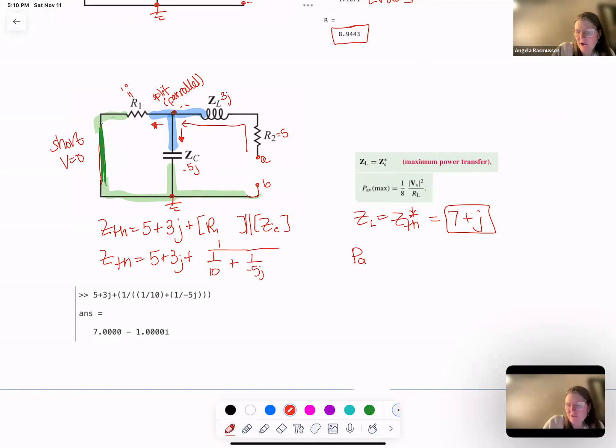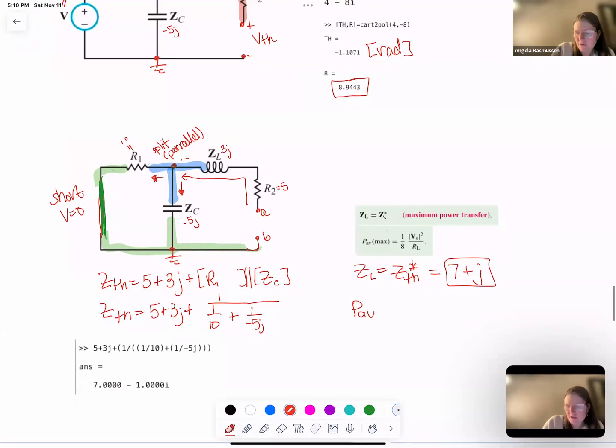And then my average power is 1 over 8, times that 8.9 from VTH, which is the magnitude, over RL, which is 7. So it's the real portion of ZL, and then the polar form magnitude of 8.9. And so that gives a value of 1.4 watts.